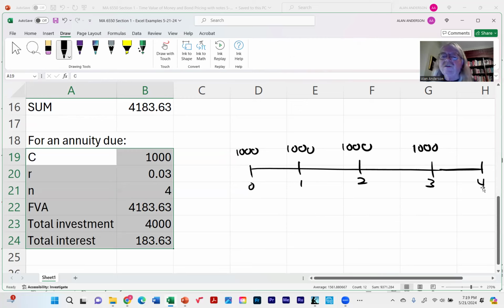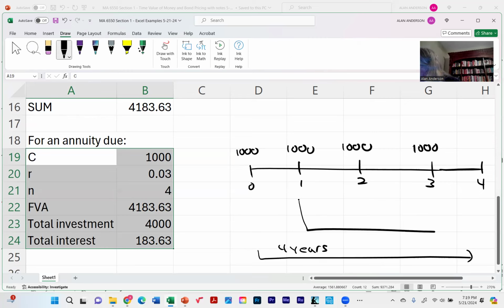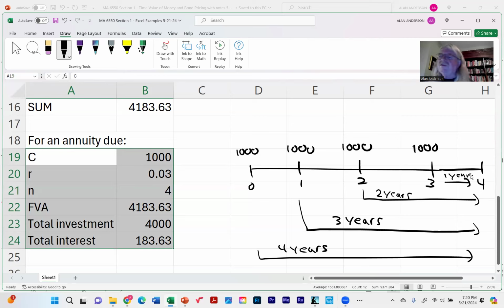And then there's no cash flow in year 4. So this first one is being invested for 4 years. This one is 3 years. Here we have 2 years. And here we have 1 year. So each cash flow has been invested for 1 extra year.